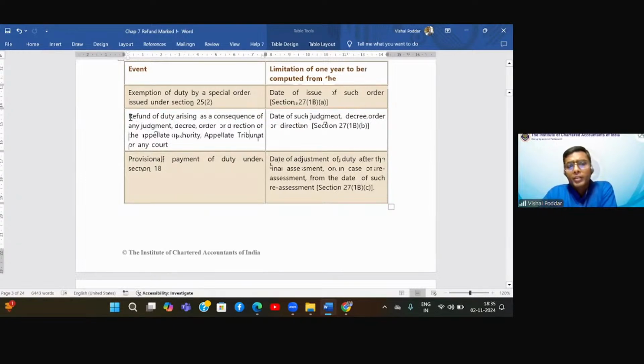Next, where the refund is arising. Why, or on what basis? On the basis of any court judgment or any decree or any order or direction of any appellate authority, appellate tribunal or court.